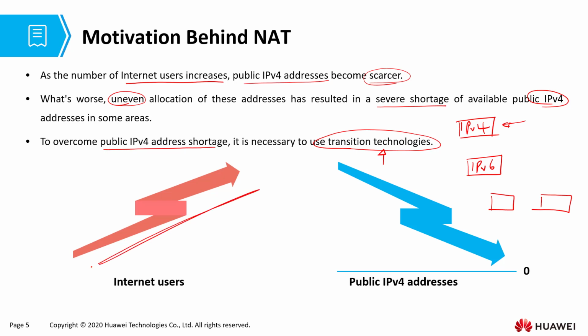As you can see here, the number of internet users increases exponentially, while at the same time, the number of IP addresses available is decreasing exponentially. At some point, the number of IP addresses drops to 0 while the number of internet users continues to increase.